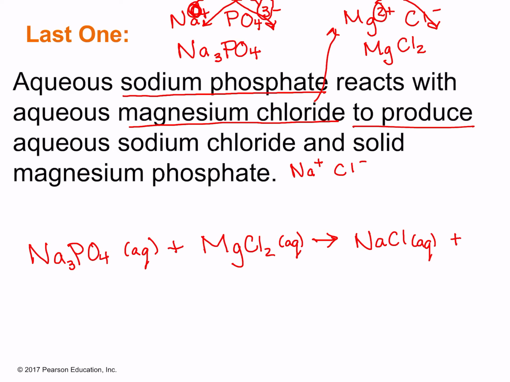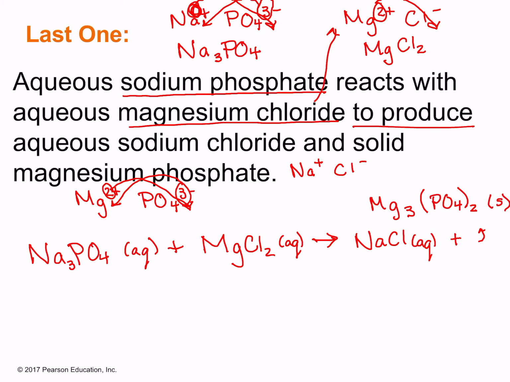solid magnesium phosphate. So magnesium is Mg2+, PO4 3-. So the 2 is going to go to the phosphate, and the 3 is going to go to the magnesium. So when we write this, and I'm going to write this up there a little bit, we're going to write Mg3(PO4)2. Okay, so that's magnesium phosphate. And sorry, this is a solid.